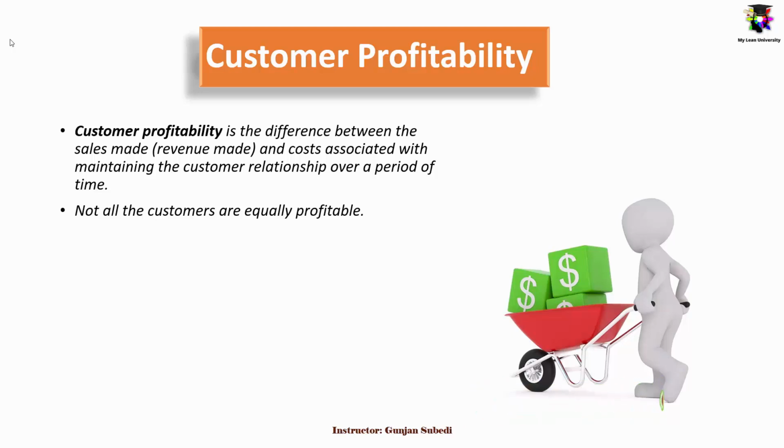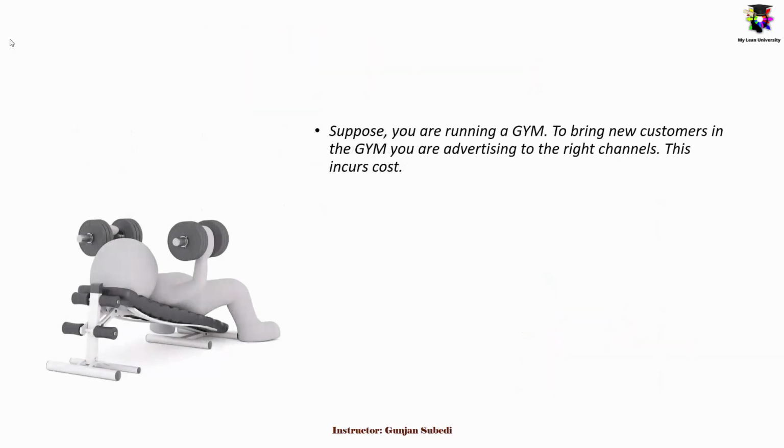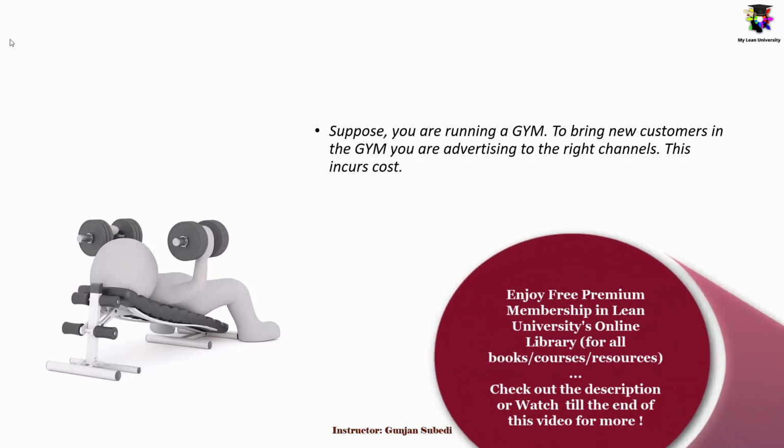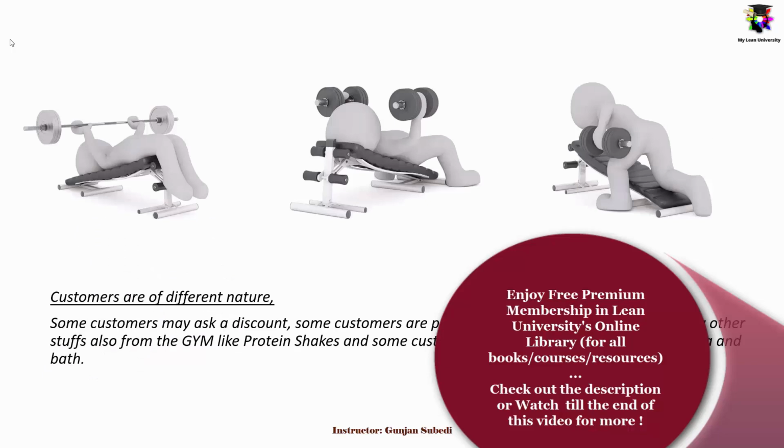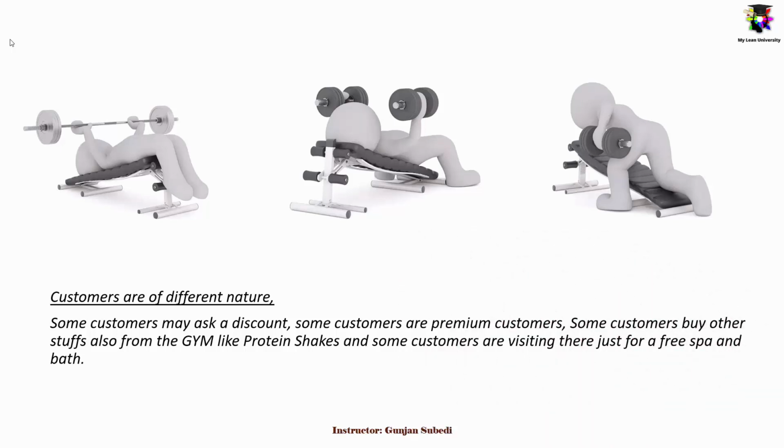Let's study this with a simulated case study. Suppose you are running a gym. To bring new customers to the gym, you are advertising on the right channels. Now this may be internet, TV, radio, magazines, anything. So these all incur some cost. Now we know that there are different kinds of customers. Some customers will ask you for a discount. Some customers are premium customers. They are willing to pay a premium price for your product or service and even buy more products from you.